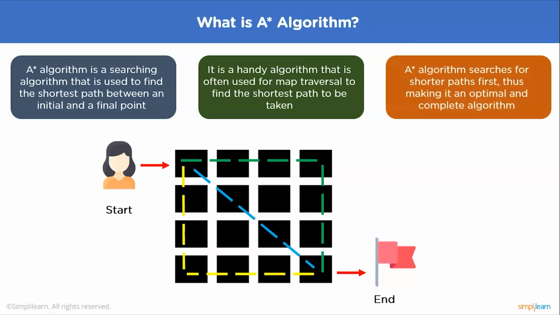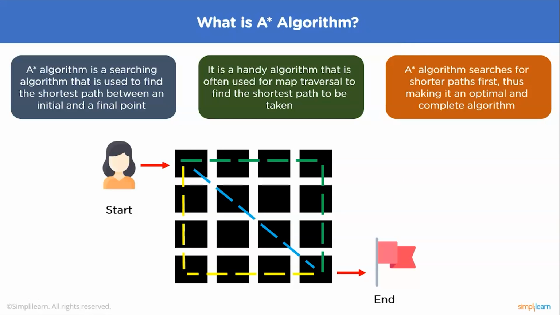Now, one major aspect of A-star algorithm is that it always takes the shorter paths first, which makes it an optimal and complete algorithm. An optimal algorithm will find the least cost outcome for a problem, while a complete algorithm finds all the possible outcomes of a problem. A-star algorithm combines all of these to find all the possible outcomes of a problem, starting with the least cost solution. Now, this is what makes A-star algorithms so handy.